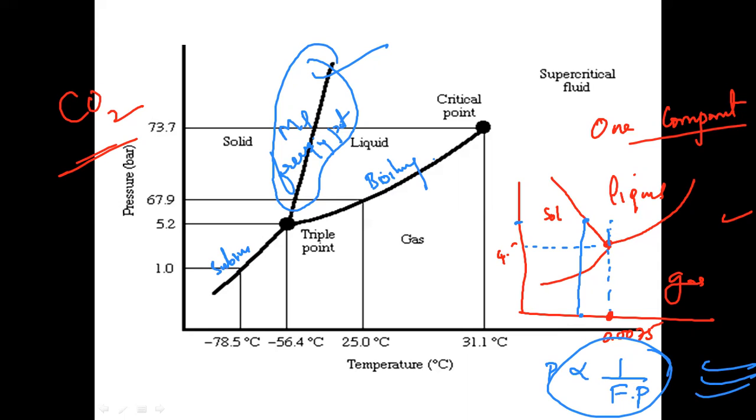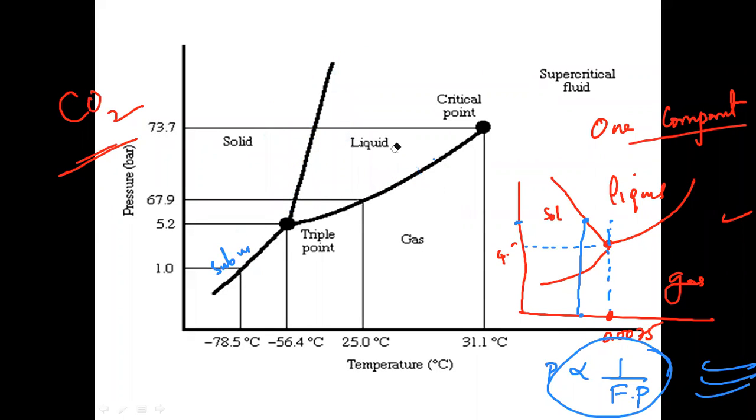But now we can observe here. When you increase the pressure, what happens here? So you can check here. Let us take here 5.2 bar, which is the triple point pressure. Now let us increase the pressure, like this. I am increasing the pressure up to 73.7. So see here, the freezing point has moved here.